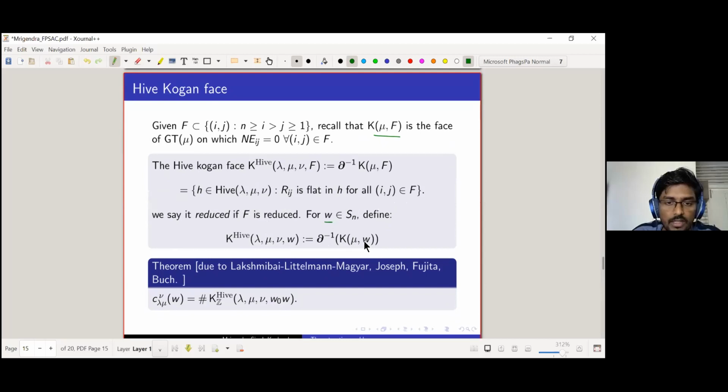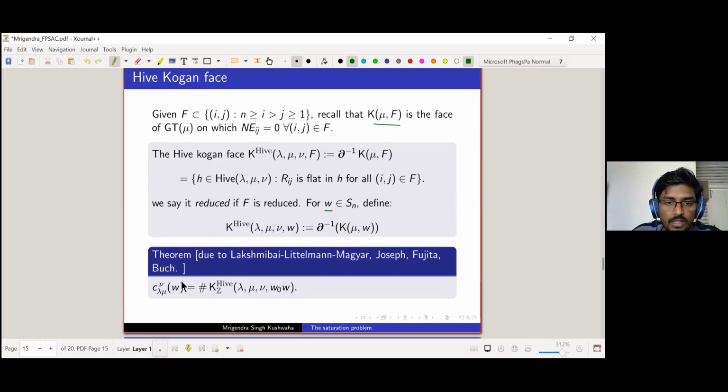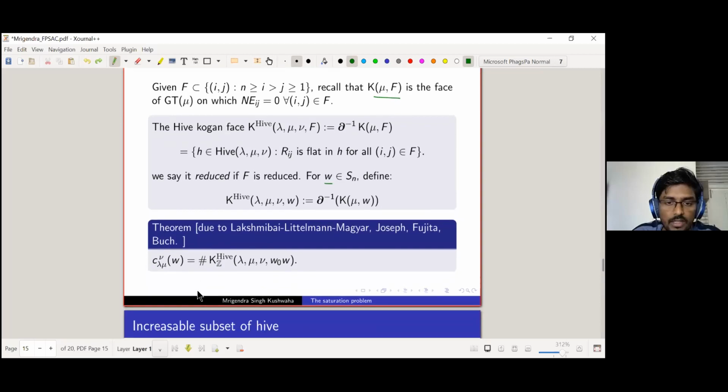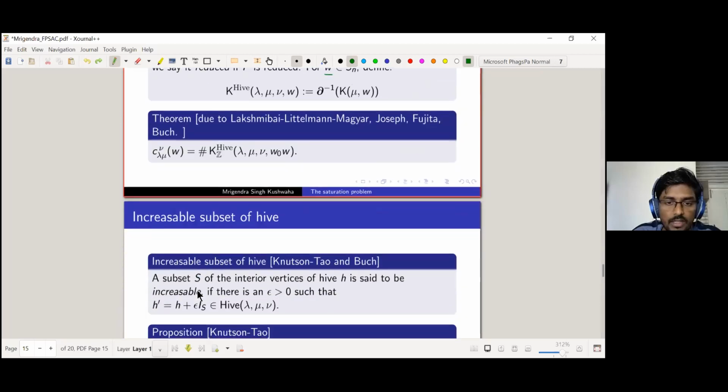Remember, this K^μ_W was the union of all Kogan phases over reduced phase F, such that omega of F is equal to W. So this result is due to various people; for lack of time, I didn't include the proof. You can see that if you take this set and look at the integral points of this set, they will be exactly equal to the refined LR coefficient. This is the definition we use to prove the saturation property for this refined LR coefficient.